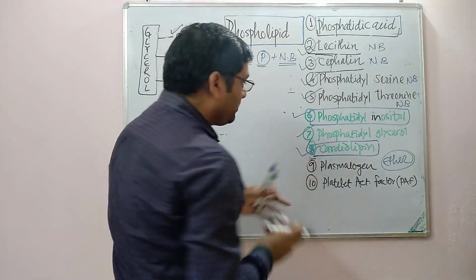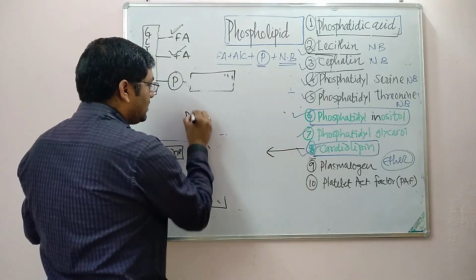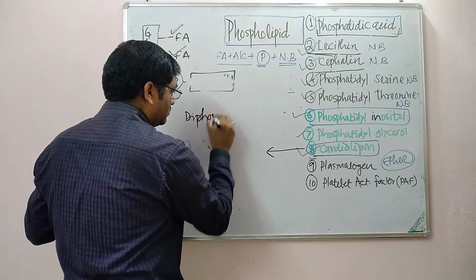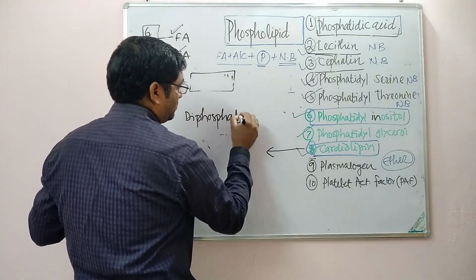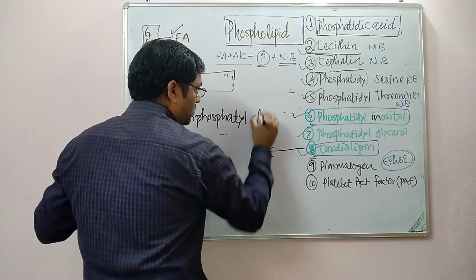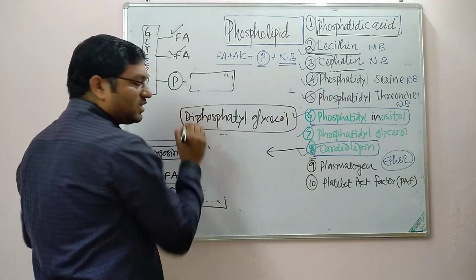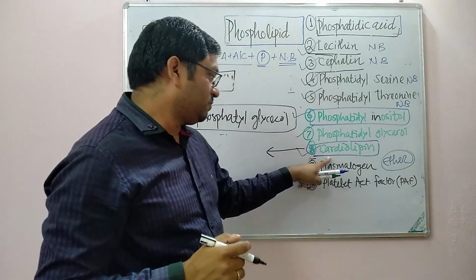And in cardiolipin, the other name for cardiolipin is diphosphatidyl glycerol. Two phosphatidic acids are attached to a molecule of glycerol to form a cardiolipin.